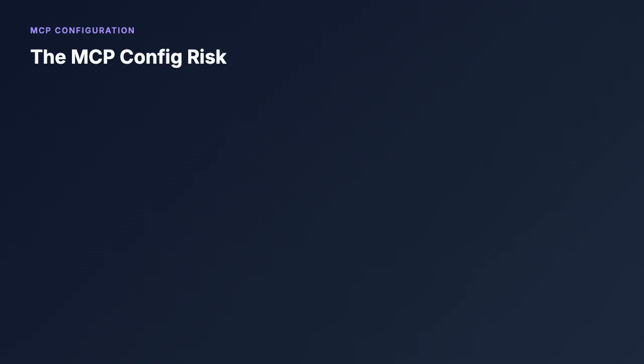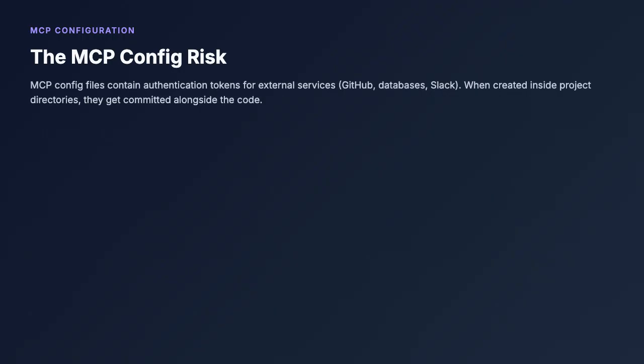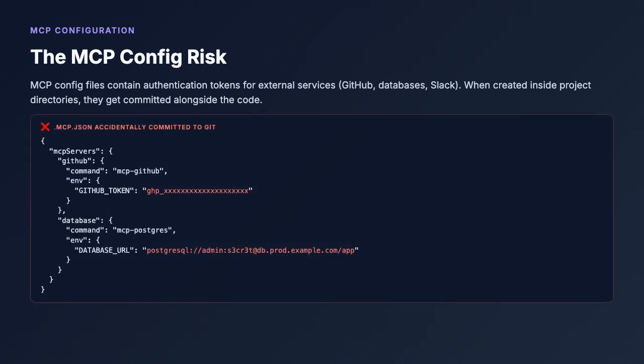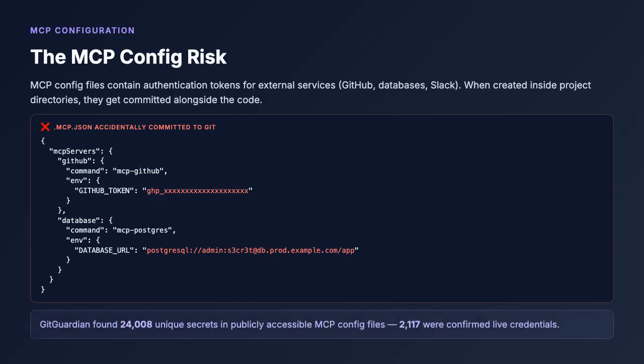MCP, or Model Context Protocol, lets AI agents connect to external tools and services such as GitHub, databases, or Slack. When developers configure their AI tools to use MCP servers, the configuration file contains authentication tokens for those external services. These config files are frequently created inside project directories. If they're not excluded from version control, they get committed alongside the project code, exposing tokens for every connected service. GitGuardian found over 24,000 unique secrets in publicly accessible MCP config files, with over 2,100 confirmed to be live credentials sitting exposed in public repositories.